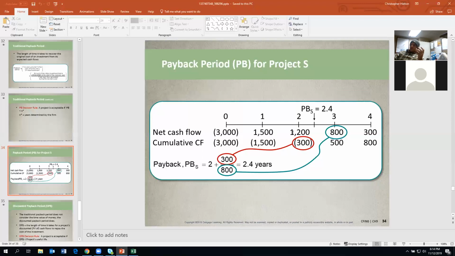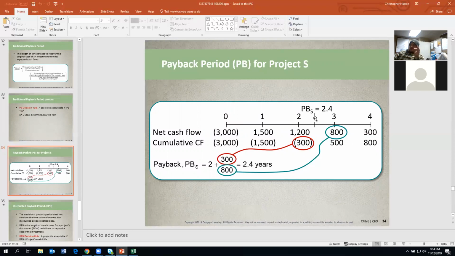Year two, we make 1,200. So we add 1,200 to the negative 1,500. So after year two, we're still 300 in the hole. Then we add 800 to that, and we're positive 500. So your payback is going to happen between the time period where you're in the hole and you get back into the black.